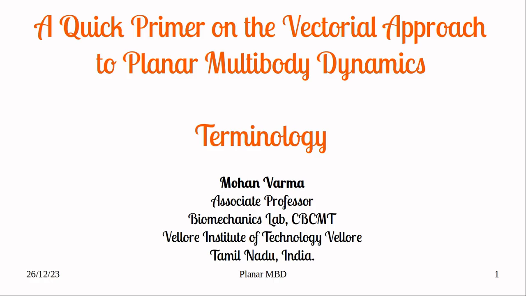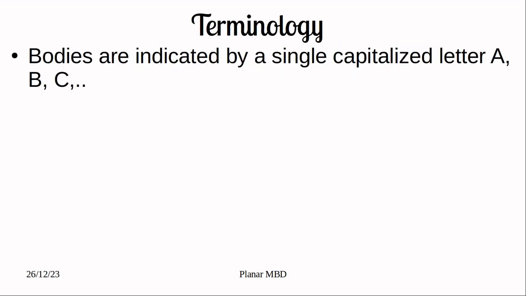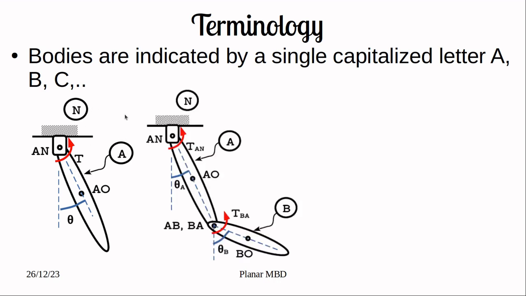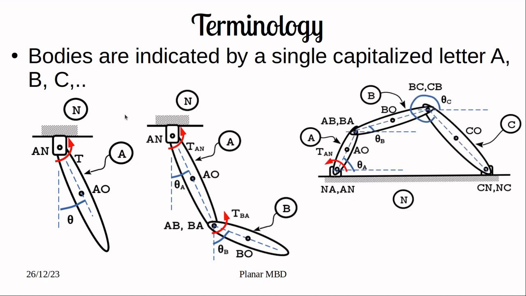We will look at the terminology used in the quick primer. All the bodies are indicated by single capitalized letters A, B, C, and so on. For example, you can see in the figure here, you have body A, which is the link A, and fixed body N. Another example, the double pendulum problem, you have N, A, and B. Again, the four bar mechanism, you have N, A, B, and C. So all the bodies are indicated by single capitalized letters.